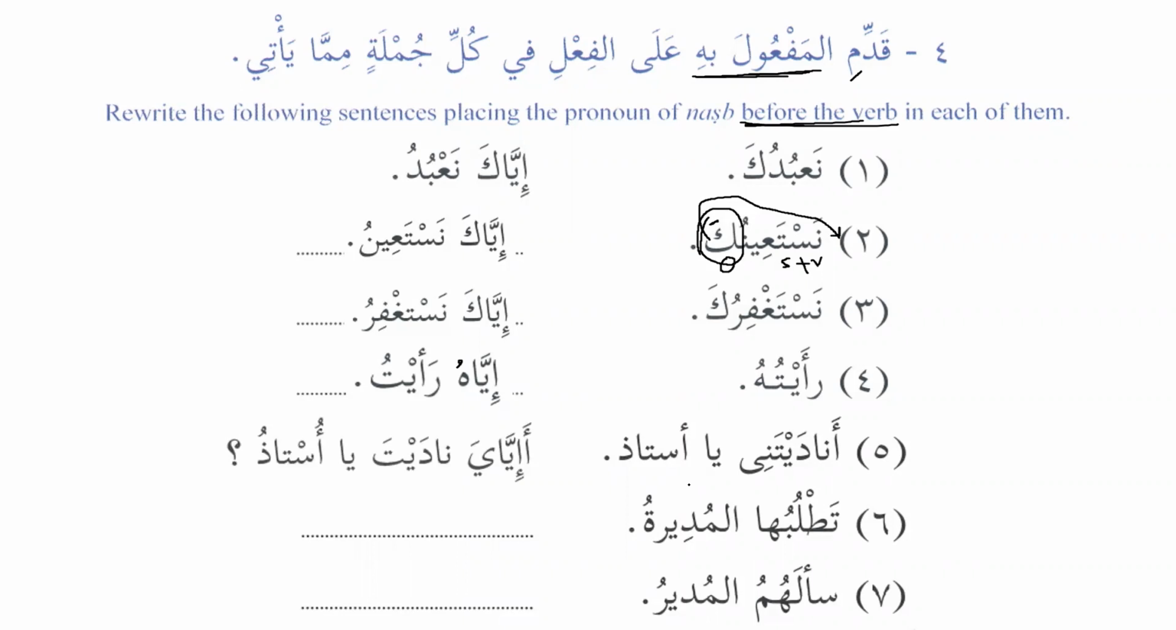And then we have tatalubuha al-mudiratu. Now we have feminine here, ha, and also the verb is for the feminine, and al-mudira is also feminine. Of course, when the doer is feminine, then the verb has to be feminine.